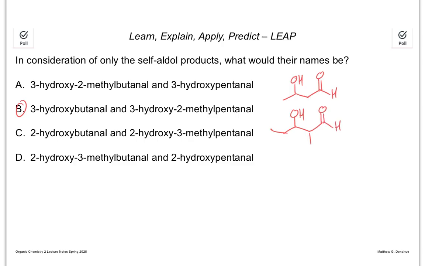Then the other self product. So we have 1, 2, 3, 4, 5. So that's the pentanal, that gets the priority. Then we name the substituents according to alphabet. So 3-hydroxy and then 2-methyl. So that's a little bit of nomenclature review.